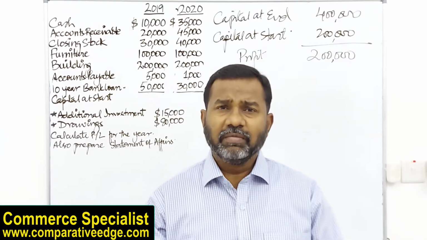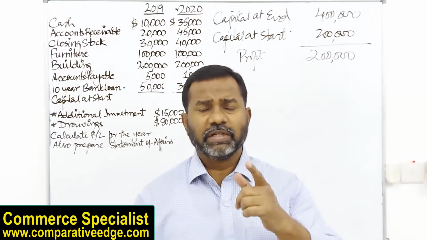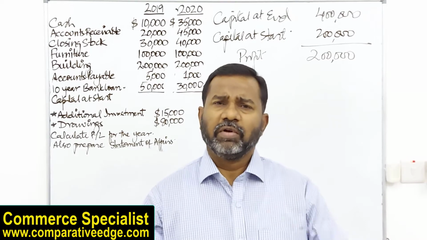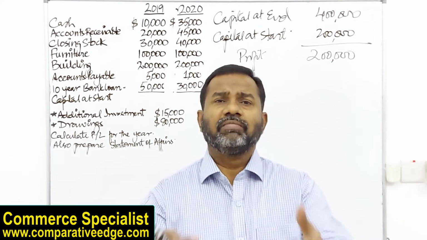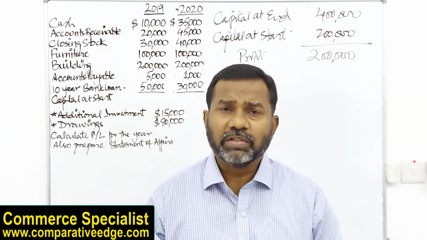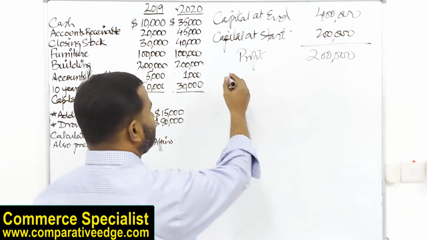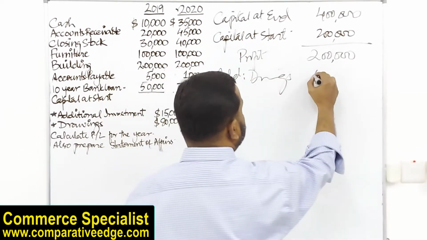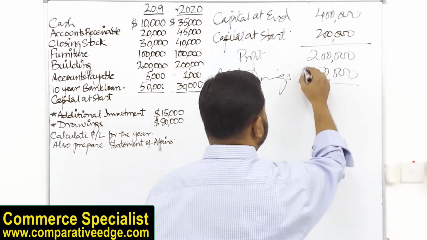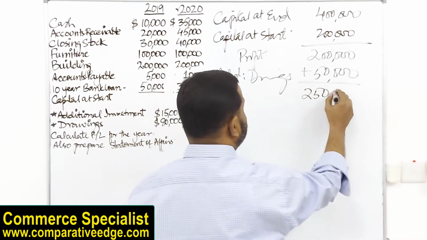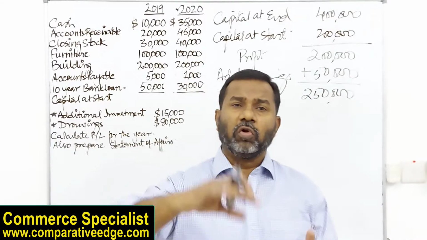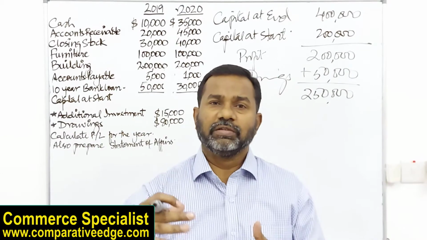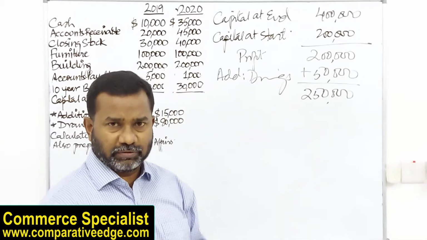Went to their office the next day. I asked them, do you remember anything? One of them said, yes, I remember. 6 months back, it was my brother's wedding, so I withdrew some money from the business. I asked him how much. He said 50,000. So you see what I did. I said, add drawings. So I told them, your actual profit is actually 250,000. I added drawings in order to arrive at a figure, the actual profit before drawings. So the actual profit before drawings was 250,000.